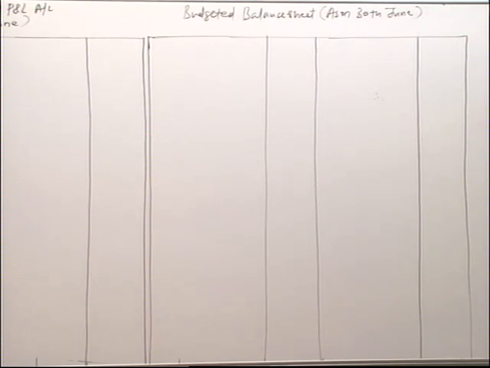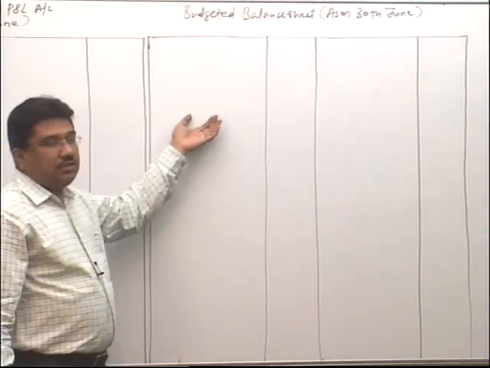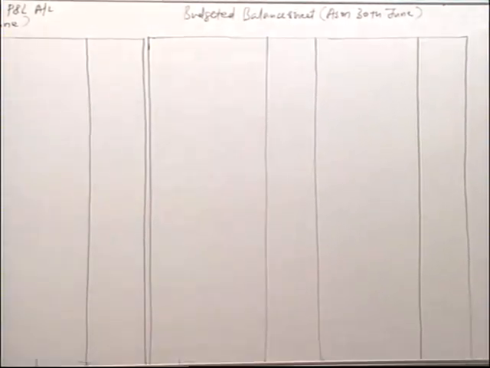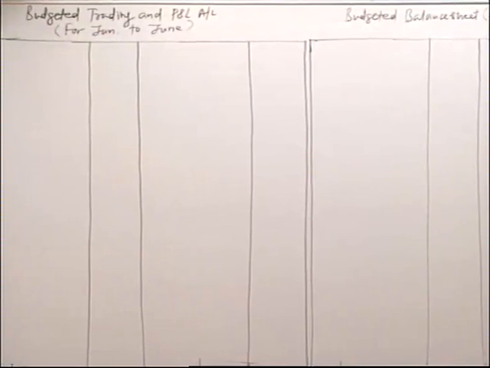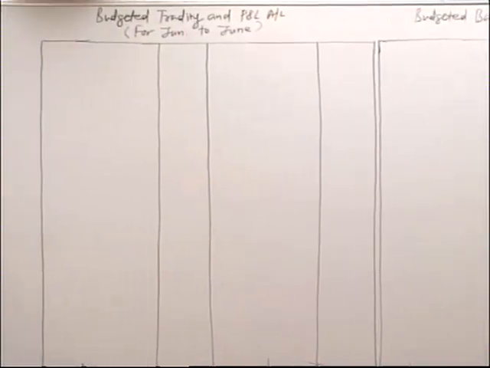All the students, please draw this format. First is budgeted trading and profit and loss account. First will be the trading account, that is above the line, and then profit and loss account below the line, and then balance sheet. This trading and profit and loss account are for the next 6 months only, and balance sheet is as on 30th June.